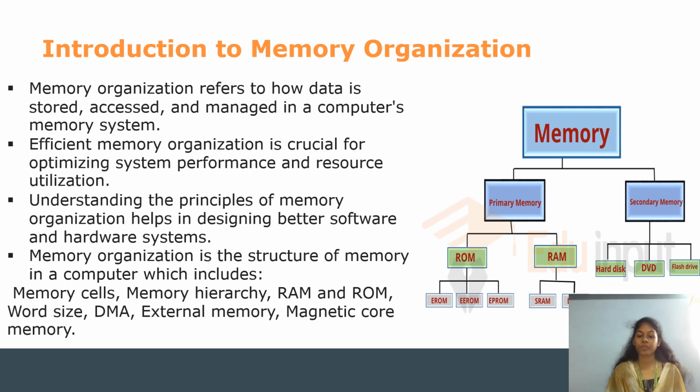And this is the flowchart of the memory. Here we can see the two types of memory: primary and secondary memory. In primary memory we can see ROM and RAM. In ROM we can see PROM, EPROM and EEPROM. In RAM we can see SRAM and another one. In secondary memory we can see hard disk, DVD and flash drive.